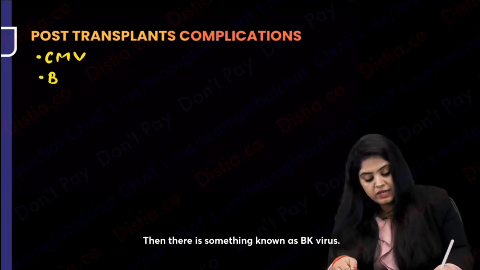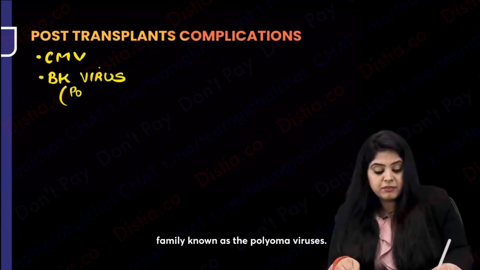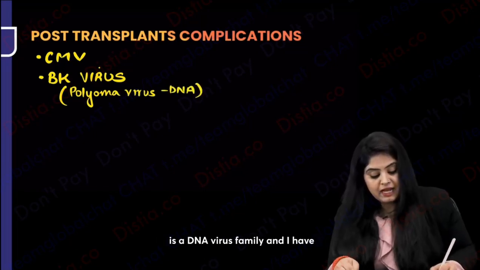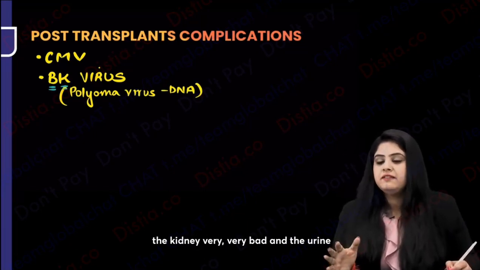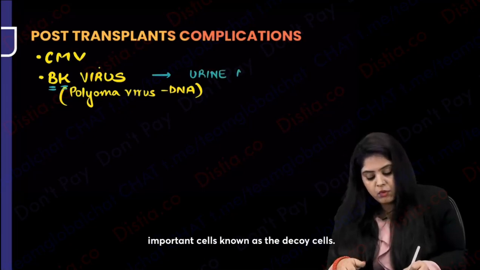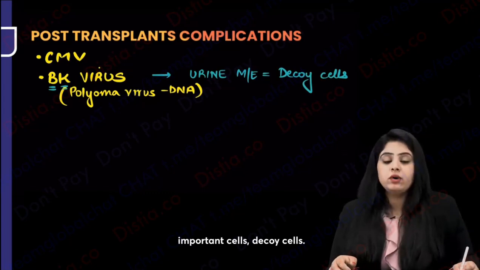Then there's something known as BK virus. Now, what is BK virus? BK virus belongs to a DNA virus family known as the polyoma viruses, and I have learnt it as bad kidney. Bad kidney, meaning this is going to make the kidney very bad, and the urine microscopy shows you some very important cells known as the decoy cells.